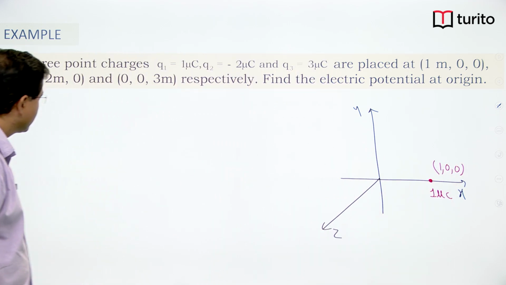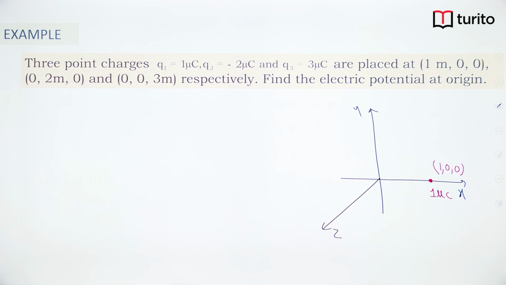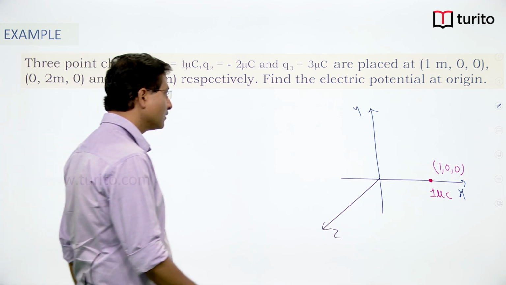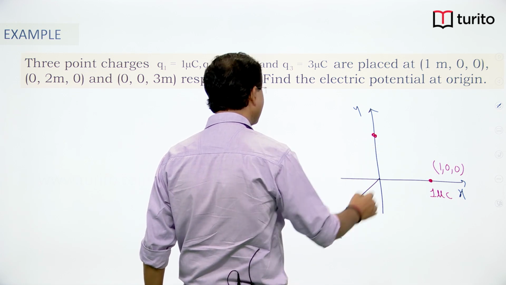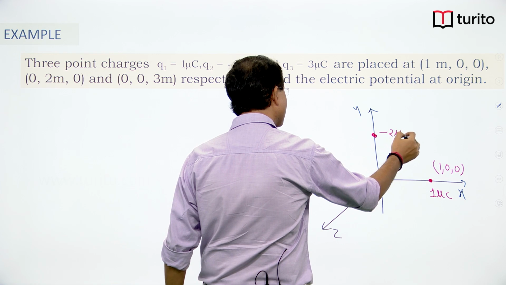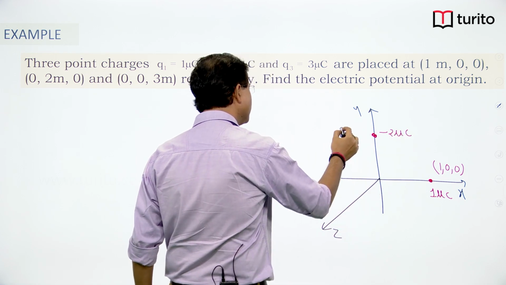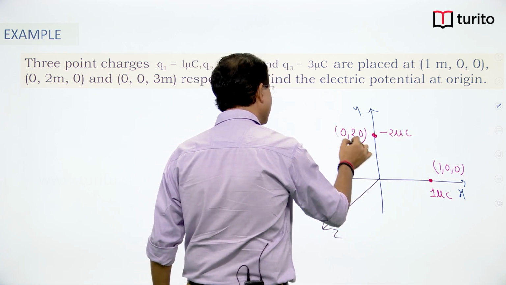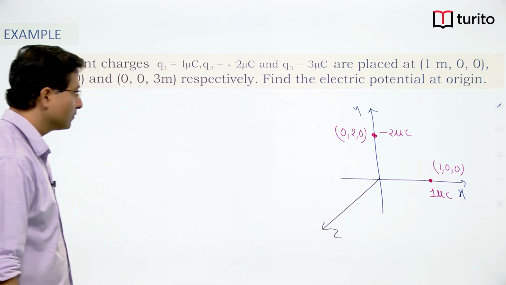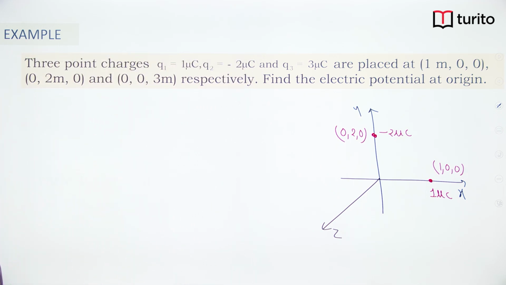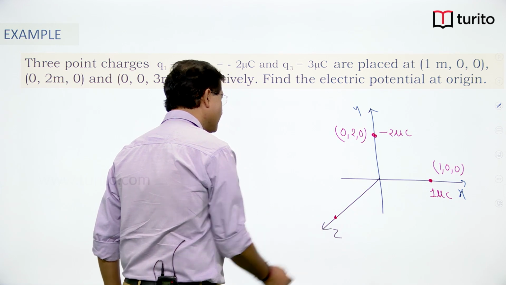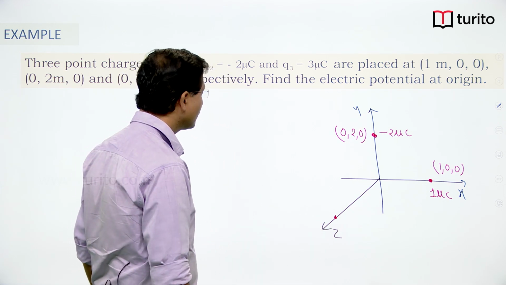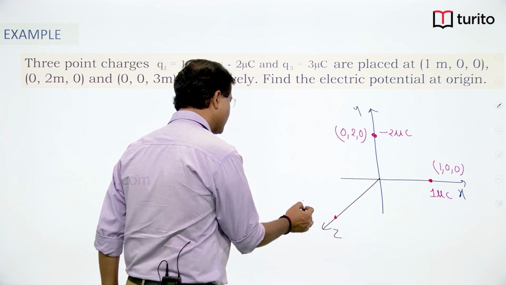And see the next one, 0, 2, 0, that means on the y axis. So minus 2 microcoulomb is placed at 0, 2, 0, and the last one, that is 3 microcoulomb, is placed at 0, 0, 3.